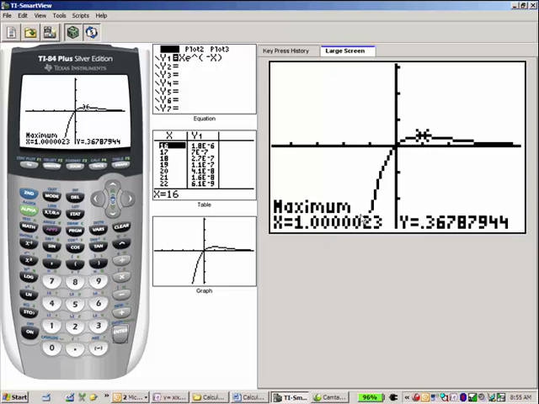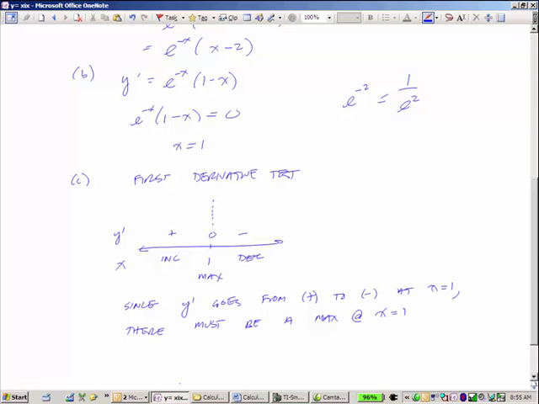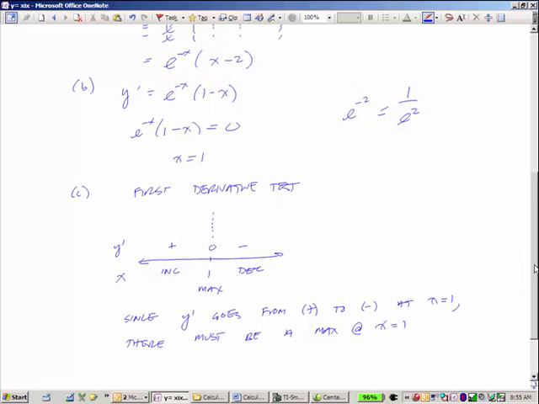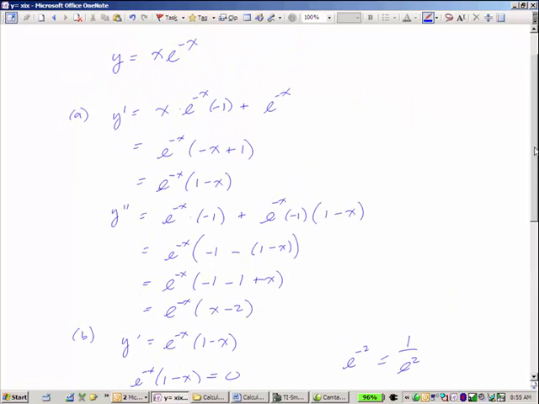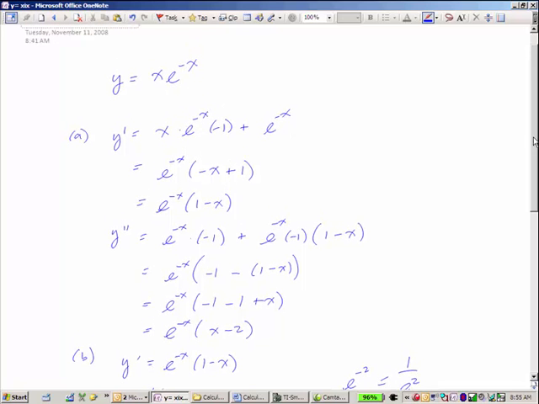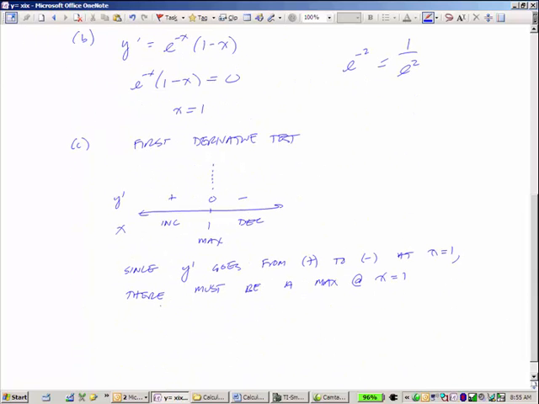The calculator has some sort of algorithm that the folks at TI programmed that approximates where that maximum is. We got the exact maximum. Just so you understand, if we wanted to say what the maximum was, you'd have to take 1 and plug it into the function, x e to the negative x. So if we wanted to find out what the maximum is, the maximum occurs at 1 comma what?